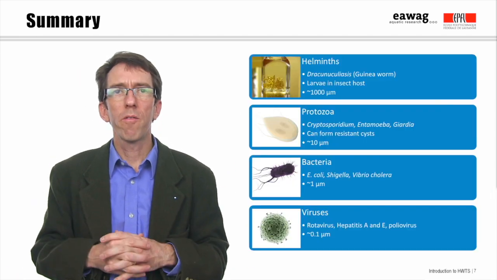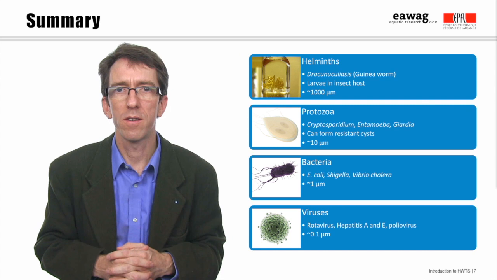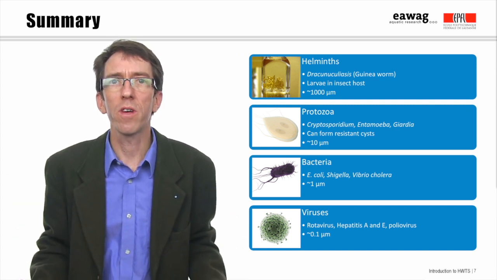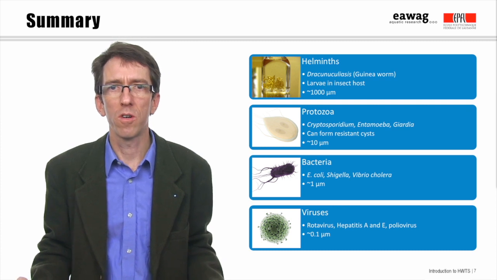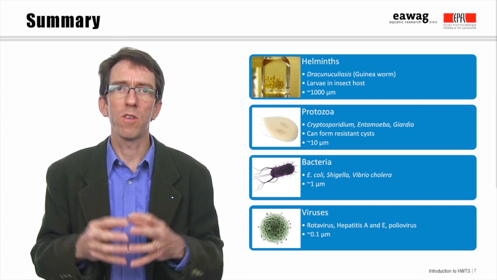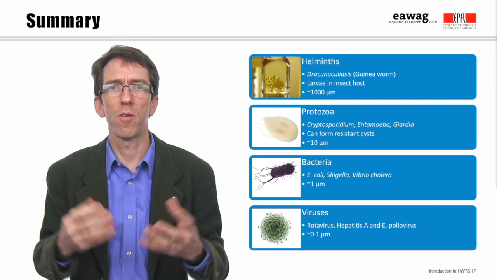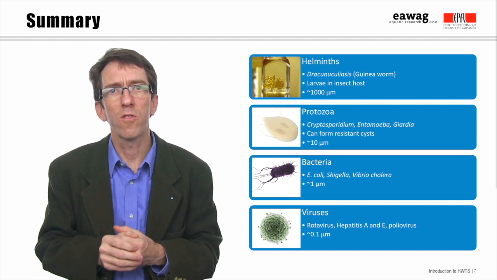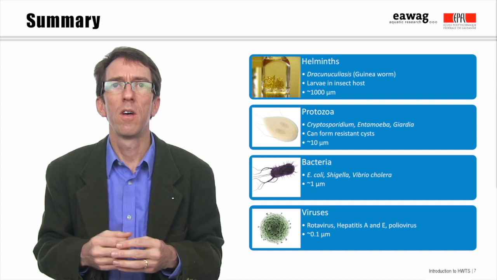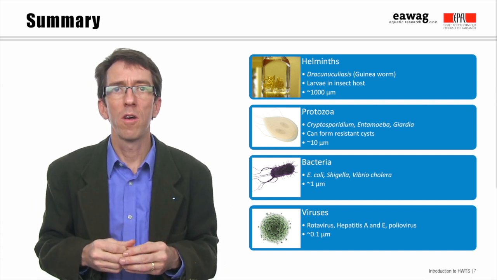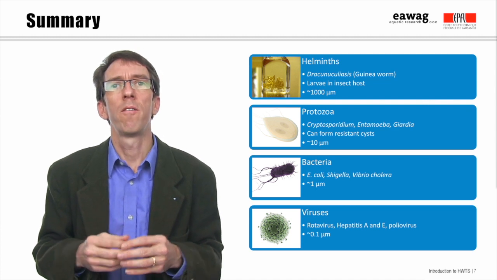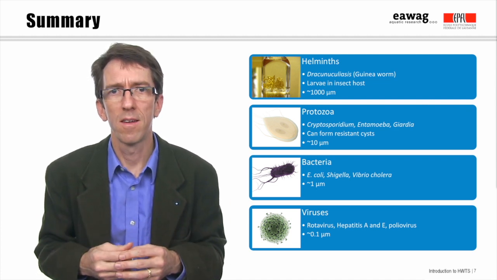So in summary, we've covered 4 main types of pathogens today. We've talked a little bit about helminths with the example of dracunculus, or guinea worm disease, which is transmitted through these very large copepods, around 1 millimeter in diameter. The next biggest are the protozoa, such as entamoeba, cryptosporidium, and giardia, which are 10 to 50 microns in diameter and can form very resistant cysts.